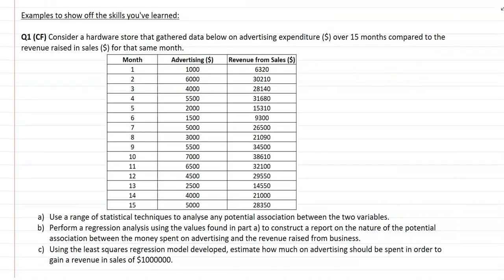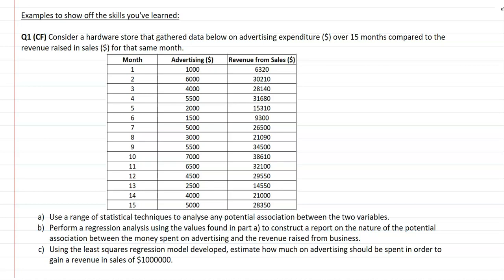Alrighty, let's move on to three examples for you to try and show off the skills that you've learned so far in Unit 3. Okay, question 1 is a complex familiar question. So you're given the raw data, and it's data on a hardware store that's looking at how much it's spending on advertising compared to how much revenue the store is bringing in from sales.